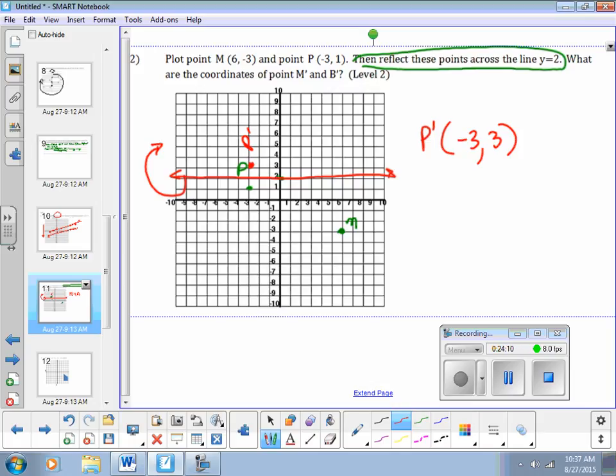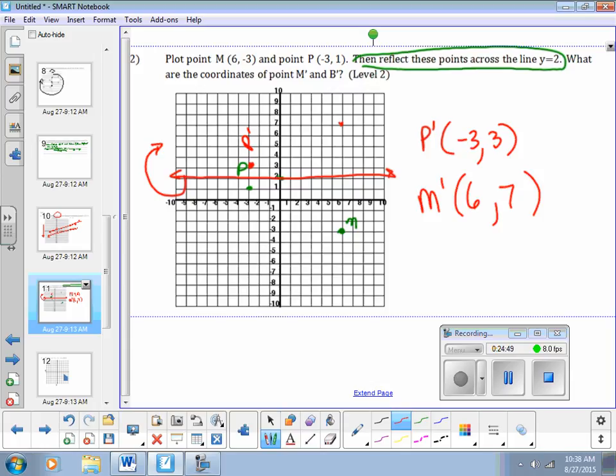What would be the coordinates for M prime? 6, comma... What was the other number? 7. So this is 1, 2, 3, 4, 5 units away from the line of symmetry. So I got to go up 5 from here. 1, 2, 3, 4, 5, and that's 6, comma 7, which is 4. Remember, the distances need to match opposites. Any questions with that one right there?